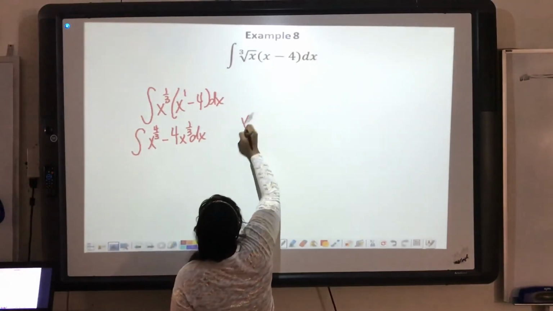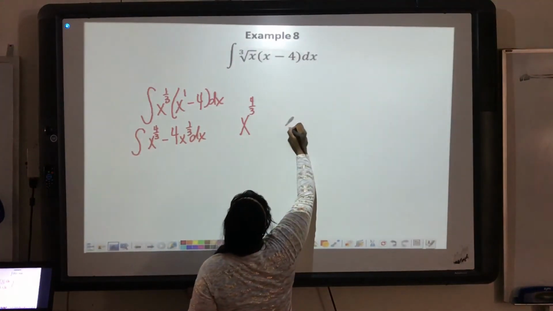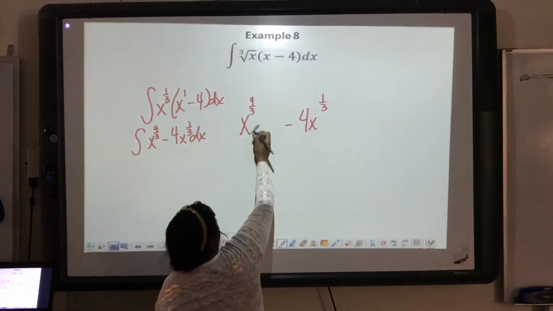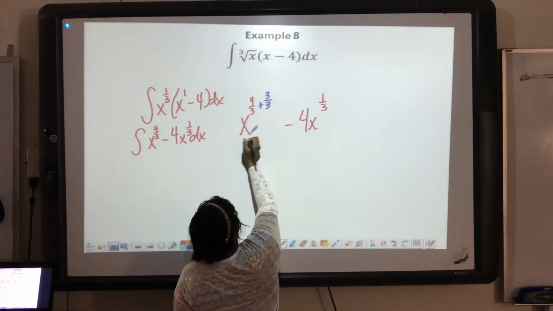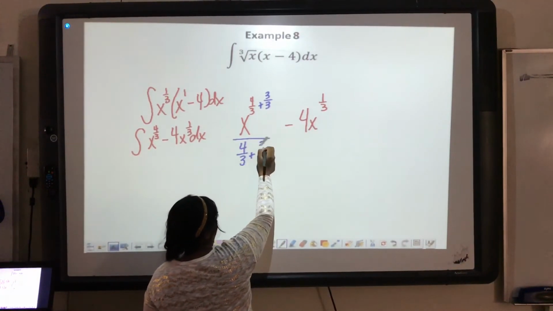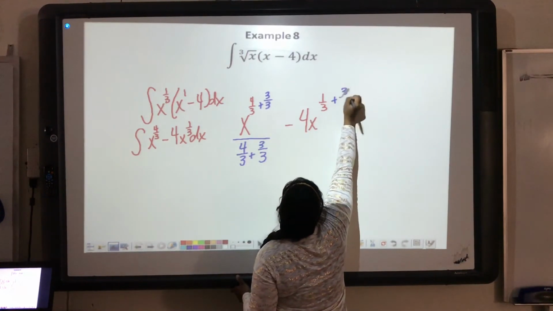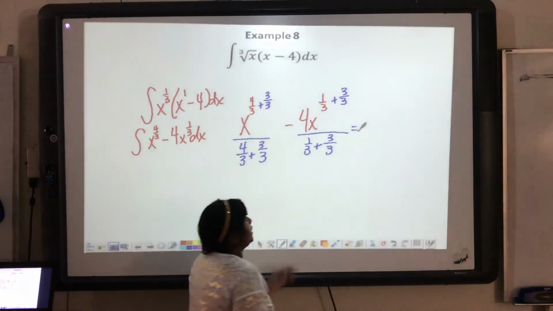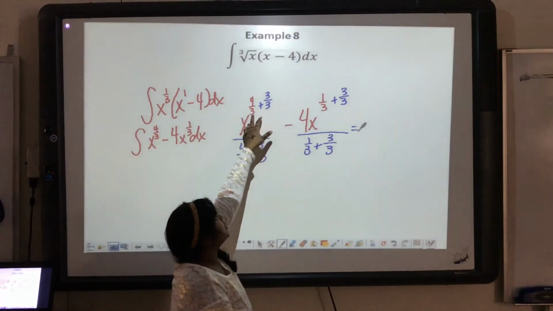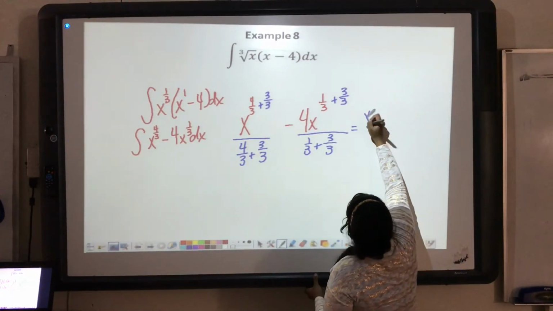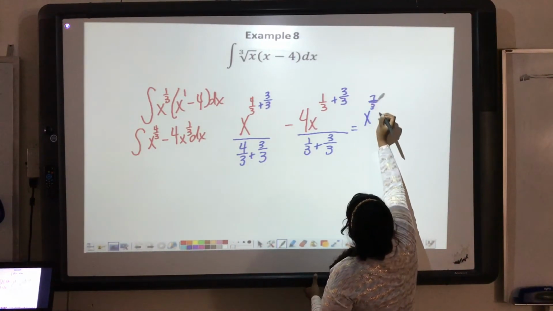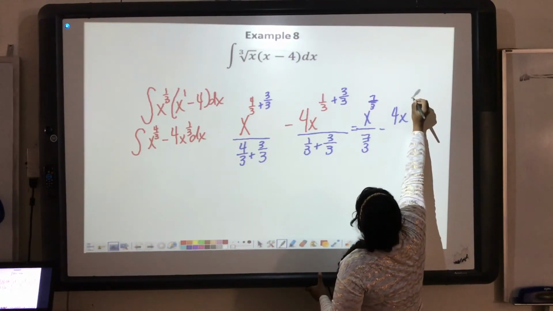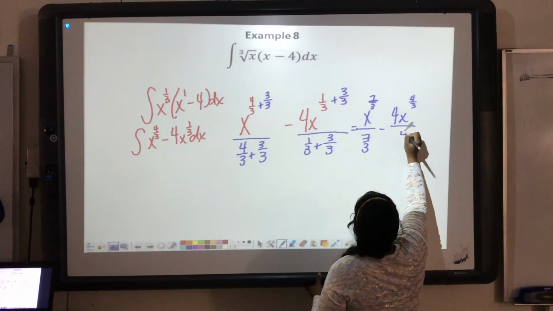And here I'm just going to do one big formula. So we're going to leave myself some space. Okay, so let's apply our power rule. Step 1, add 1 to my exponent, divide the whole thing by my new exponent. Step 1 and step 2. Now I simply combine, multiply, do whatever I need to. So this becomes x to the 7/3 over 7/3 minus 4x to the 4/3 over 4/3.